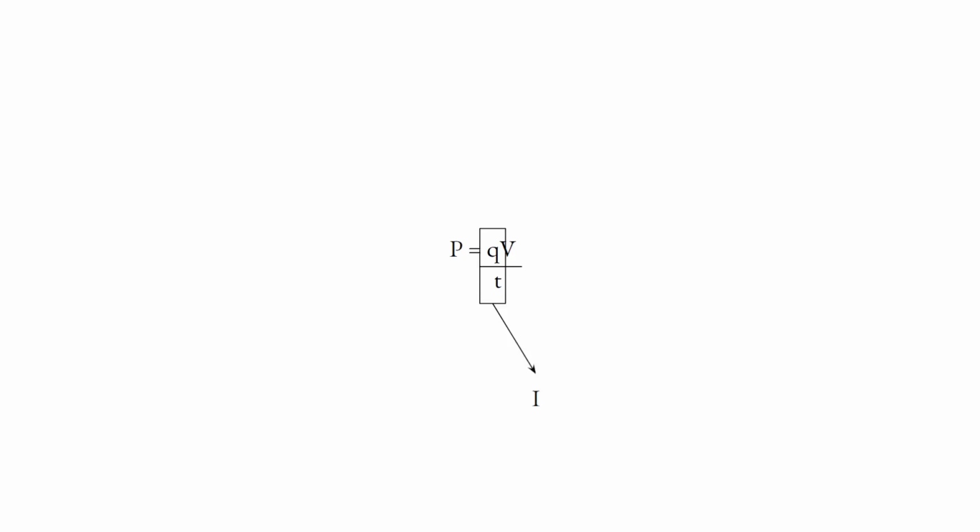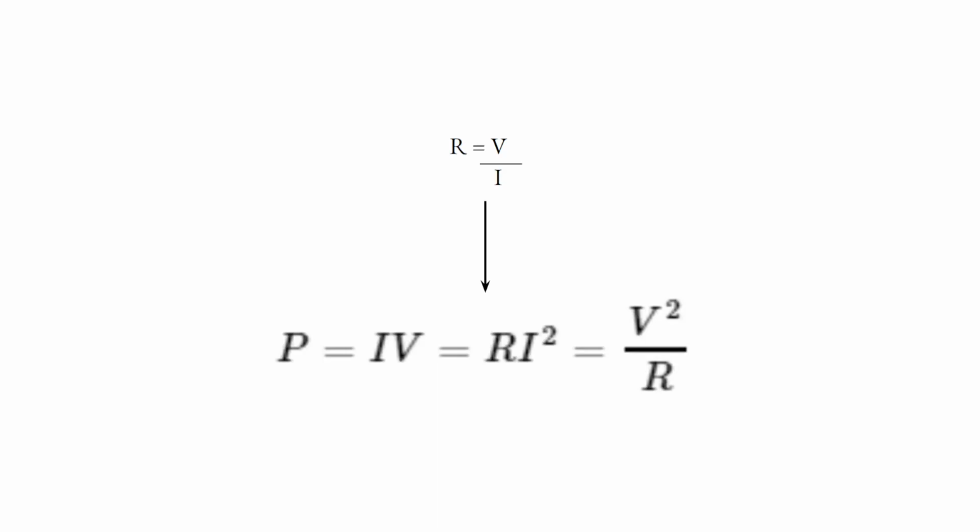So the electric power is in fact given by the formula P is equal to IV, and we can use R is equal to V over I to rewrite the formula for power in equivalent ways.